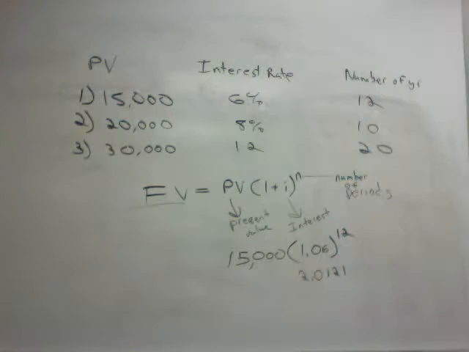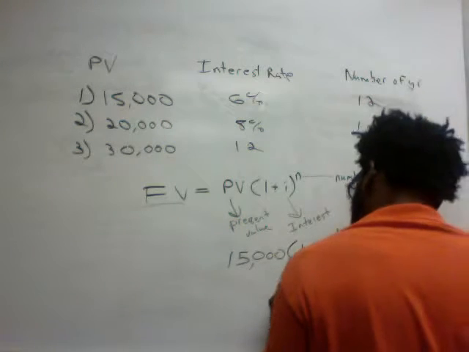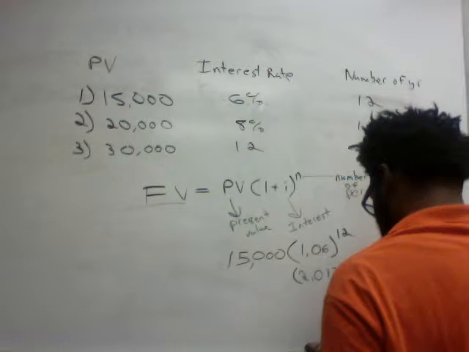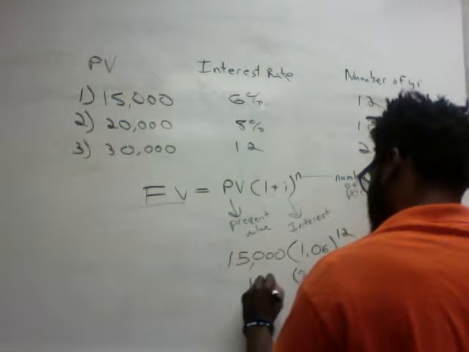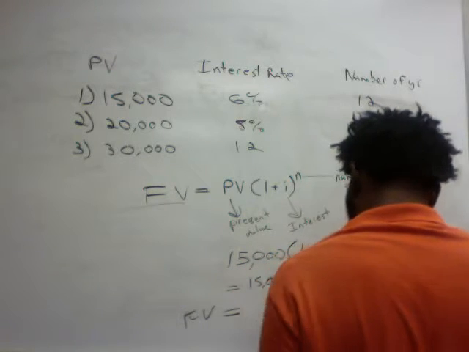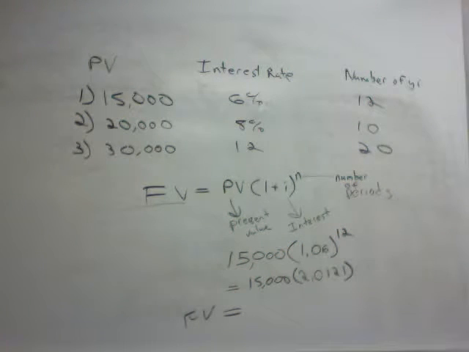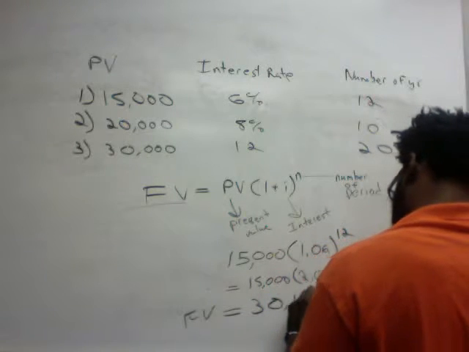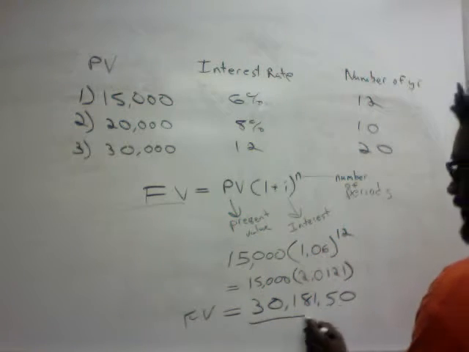I normally go 4 decimal points over. That was just something that was always trained into me in B school. And so we take that number, right, and we multiply it times the 15,000. And this will give us our future value, right? So 2.0121 times 15,000 gives us something like $30,181.50, right?